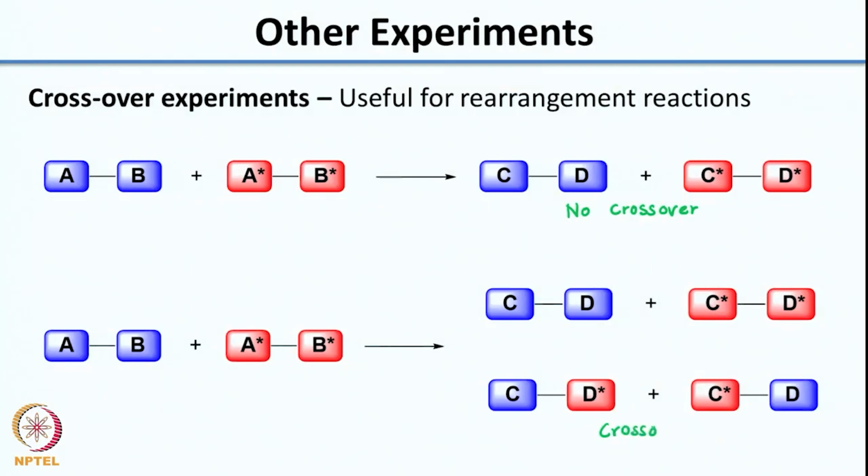So this experiment is called a crossover experiment, and what you observe in this case, the result is called no crossover, because each individual reactant gives you the product corresponding to that, whereas in this case crossover is observed. So this method, as I said, is used very commonly for rearrangement reactions. We will look at 2 examples where the mechanism has been determined using these experiments.